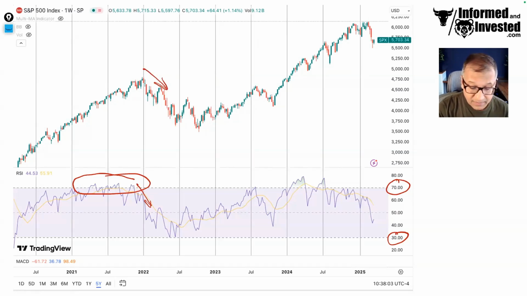So just by looking at the S&P 500's RSI, you can't say, oh, it's gone above 70, so I'm going to sell.